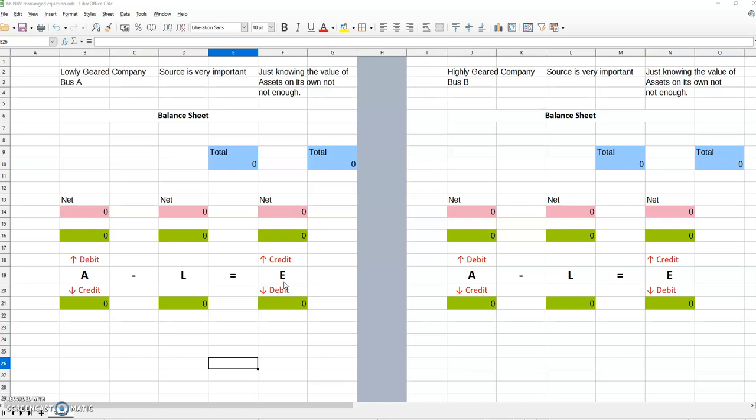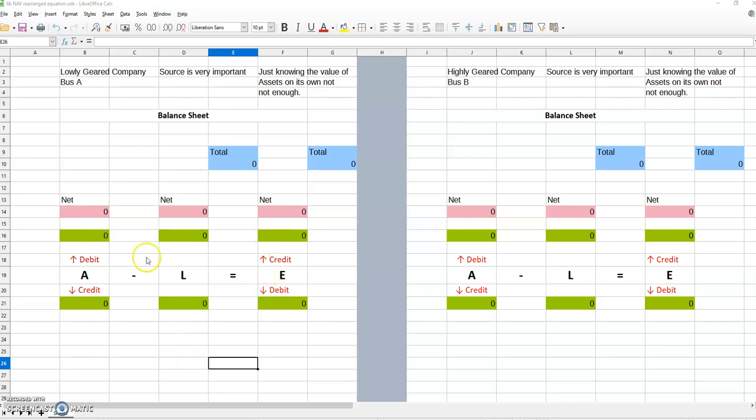But it sort of, well, I won't say it cheats, but what it does is it brings liabilities to the other side of the equation. So instead of having assets equal to liabilities plus equity, you now have assets minus liabilities equal to equity. That's okay so long as you are just looking for the net asset value. Okay, so let's put in some figures.